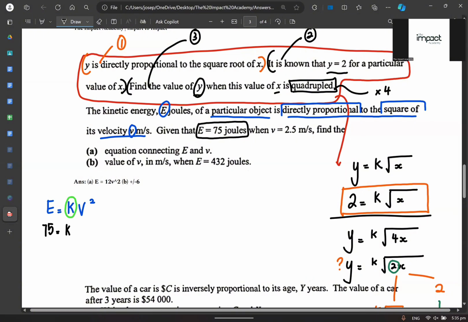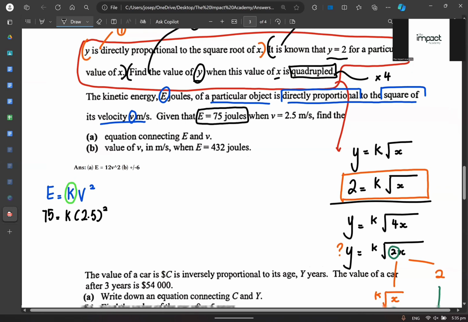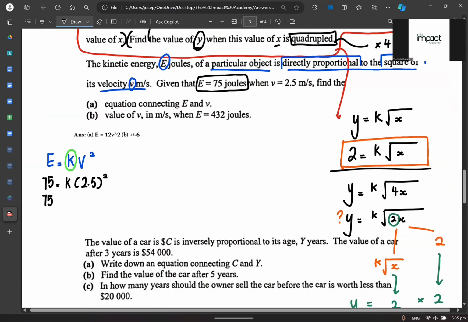And 2.5 to the power of 2. Am I making sense? 75 is equals to, what is 2.5 to the power of 2? No, cannot be, right? 2.5 to the power of 2 is not 5, it is 6.25. So this becomes 6.25k. Am I making sense?